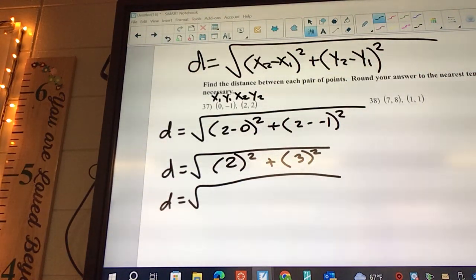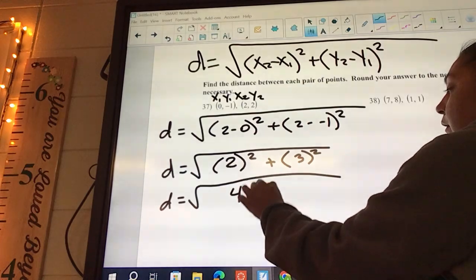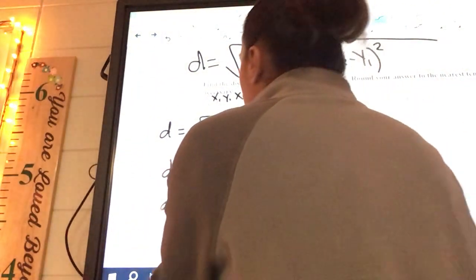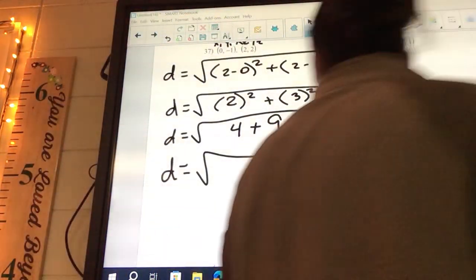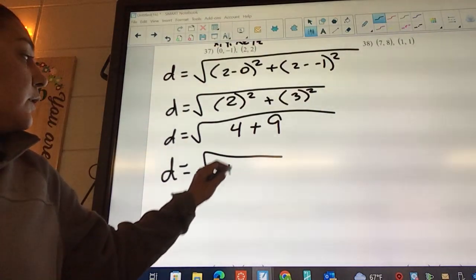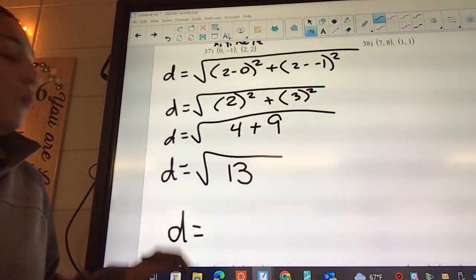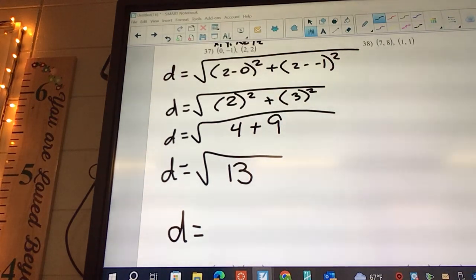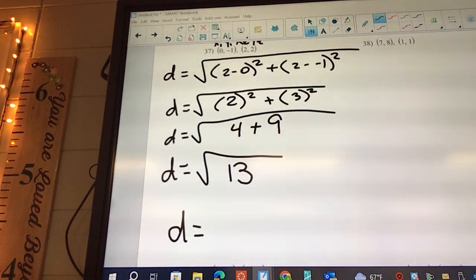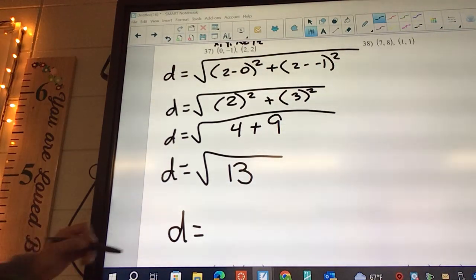Okay, what's 2 squared? 4. 3 squared? 9. What is 4 plus 9? 13. And then what do we do? We don't leave it as square root of 13. So that's square root. Yep, so we're going to type it in our calculator and it'll give us the decimal. About 3.6. Anybody else? Yeah, 3.6?